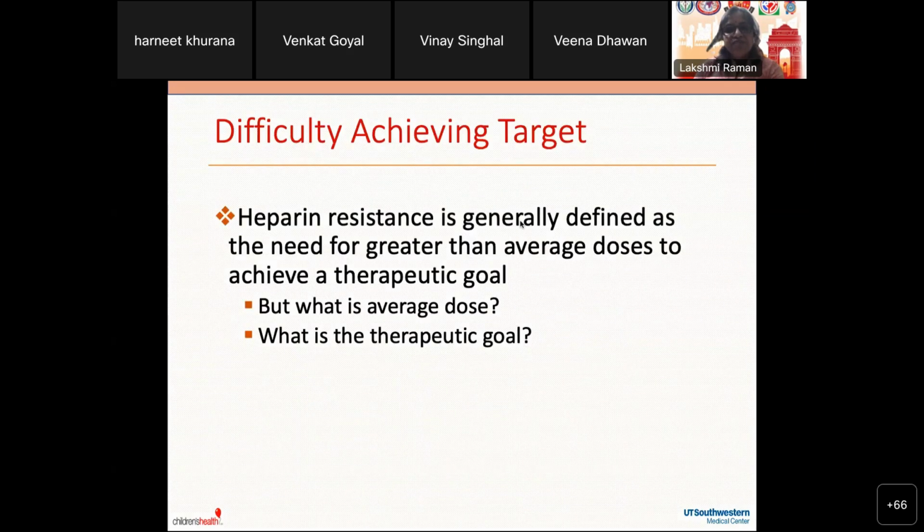So when you have difficulty in achieving target, then you define heparin resistance, because you are now needing greater than average doses to achieve the therapeutic goal. But what is considered an average dose, and what is the therapeutic goal? That is something that you have to define. Next slide, please.